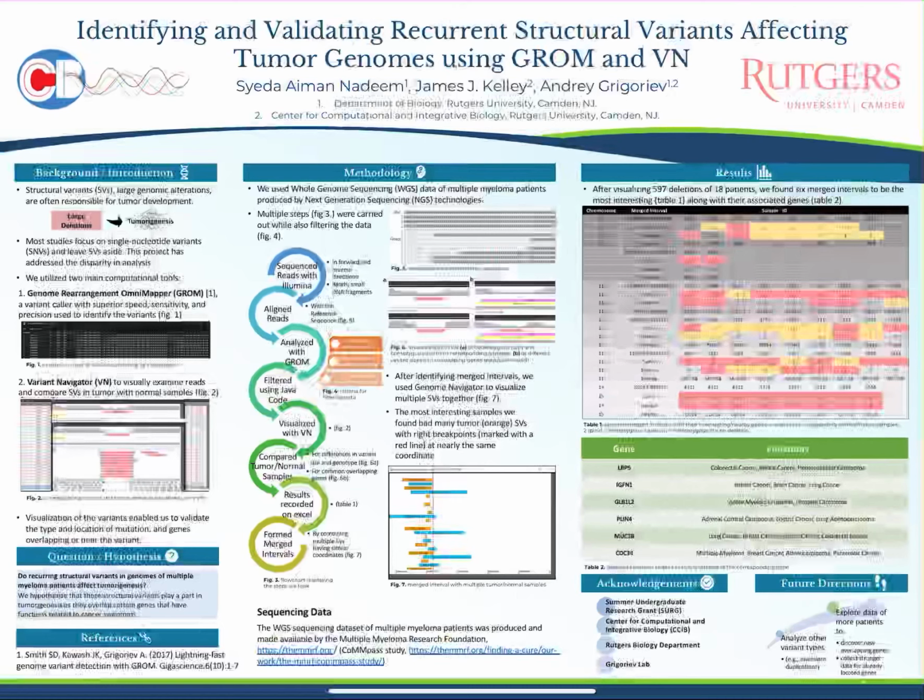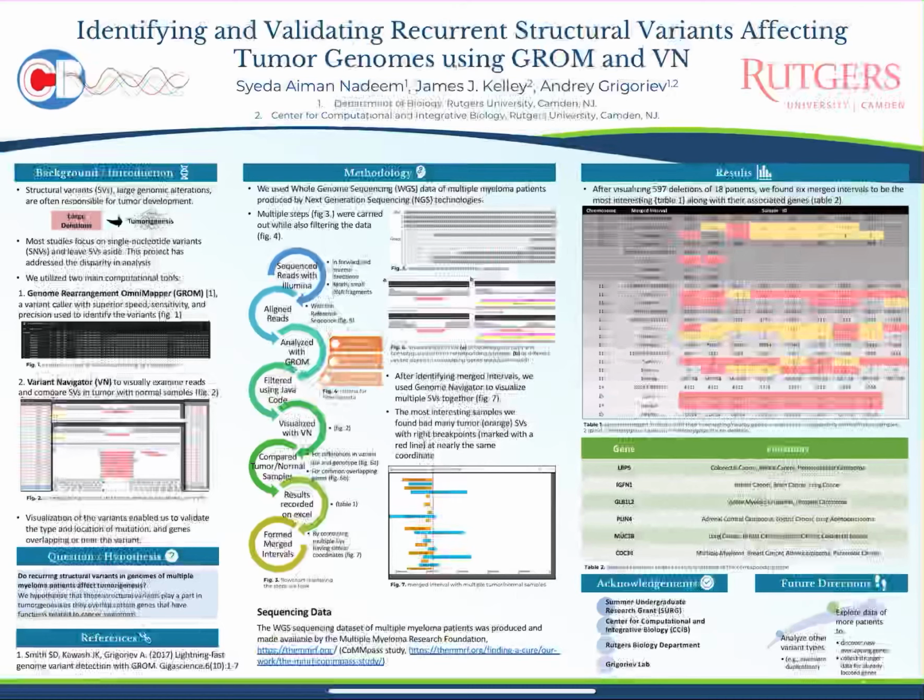So after doing that, we record our results on Excel and we form merge intervals by combining multiple structural variants that have similar coordinates. A merge interval goes from one coordinate to another coordinate on a chromosome, and if we look at multiple patients that have similar variants that are occurring at similar coordinates, we would combine them in one single merge interval and visualize them as it is seen in figure number 7.